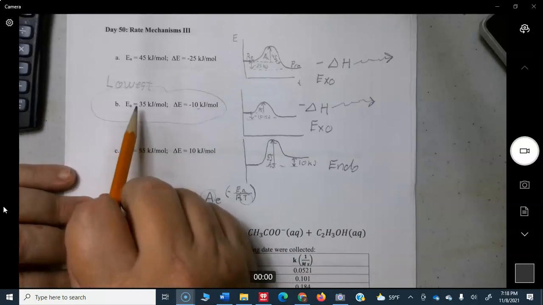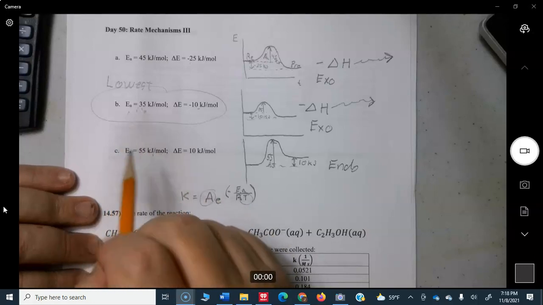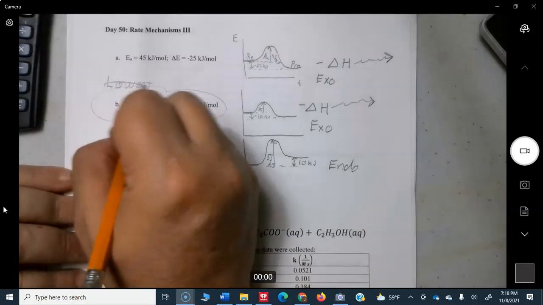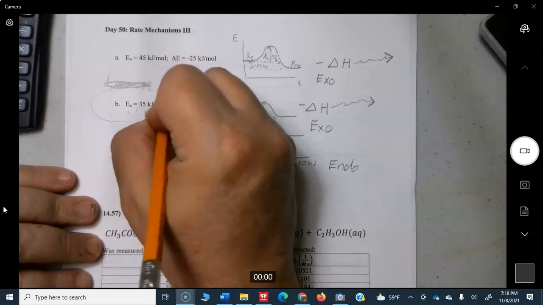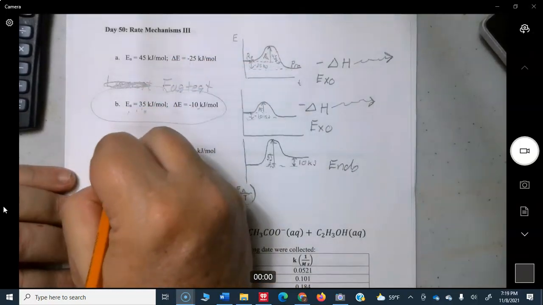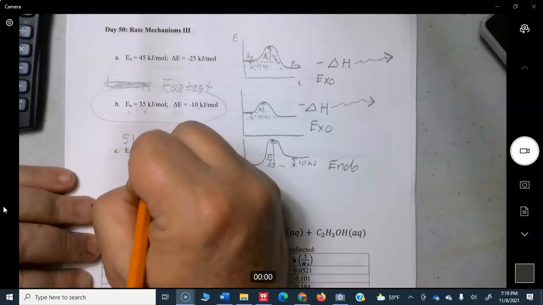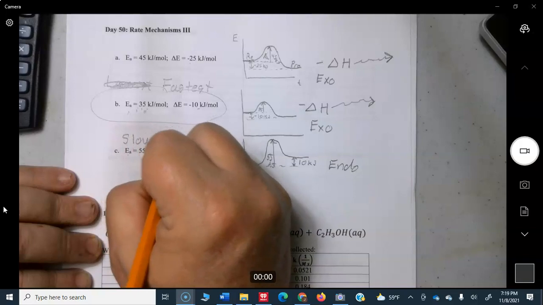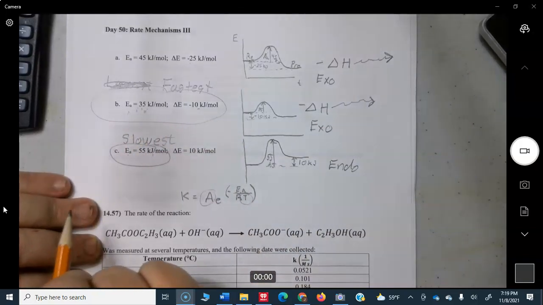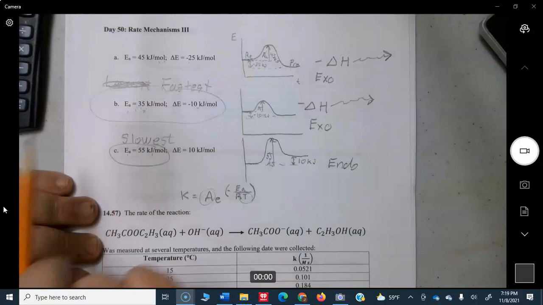So this one is going to be the fastest because it has the lowest activation energy. This one is going to be the... let me change that. I'm sorry, I should have said fastest. And this one is going to be the slowest. It had the lowest activation energy is what I meant, but it's the fastest reaction because of that. This one's the slowest because it has the highest activation energy, and this one is in between. So that's the answer to that question.